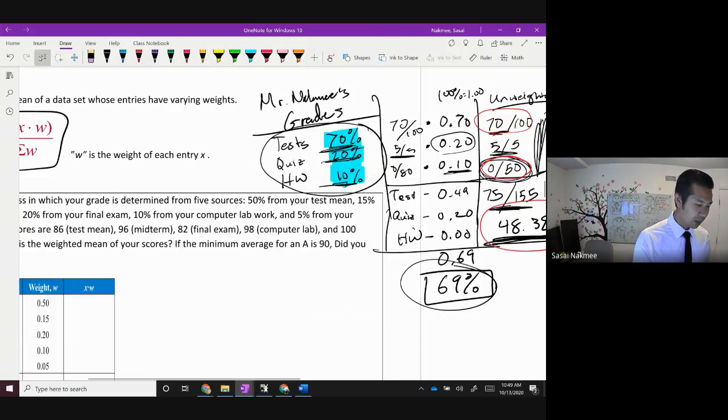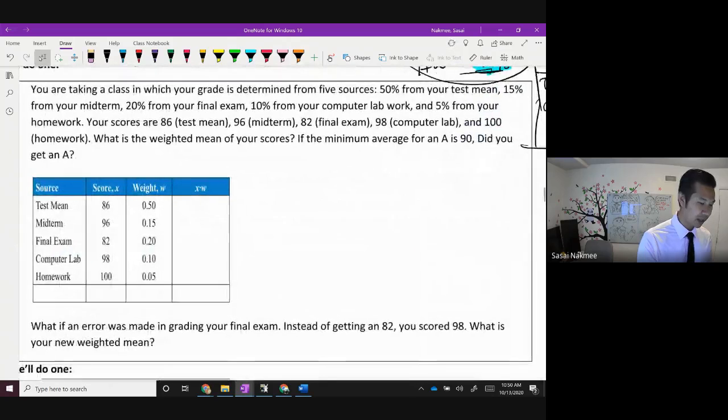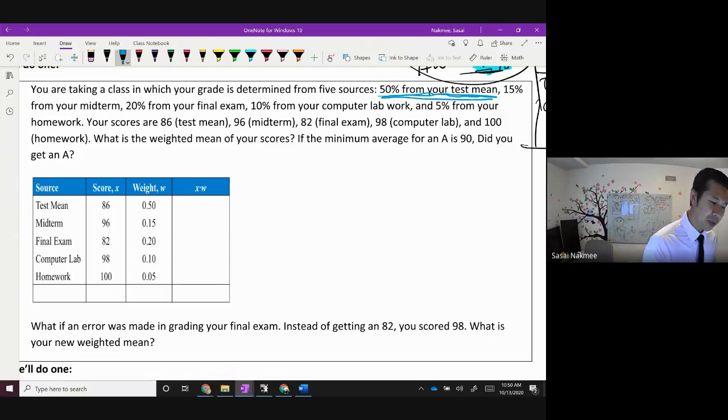So over here, this is where we are. I'll do one. So let's take a look at this guy right here. You're taking a class in which your grade is determined from 5 sources. 50% from your test averages.